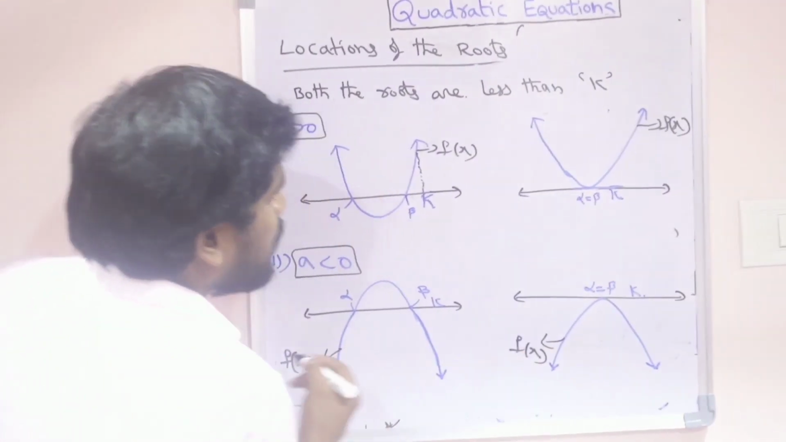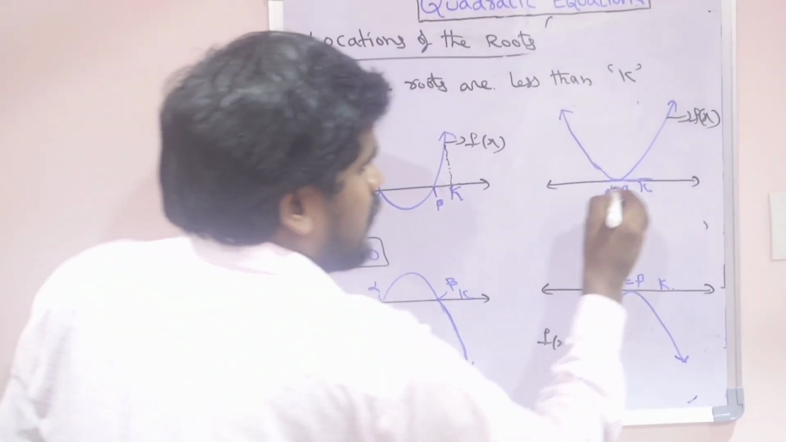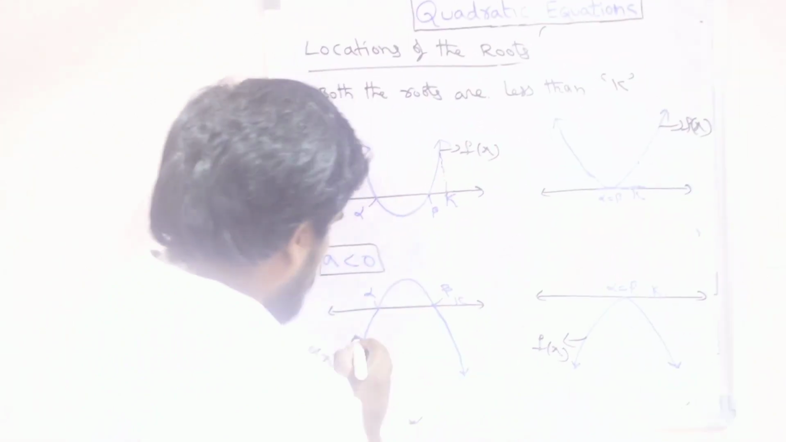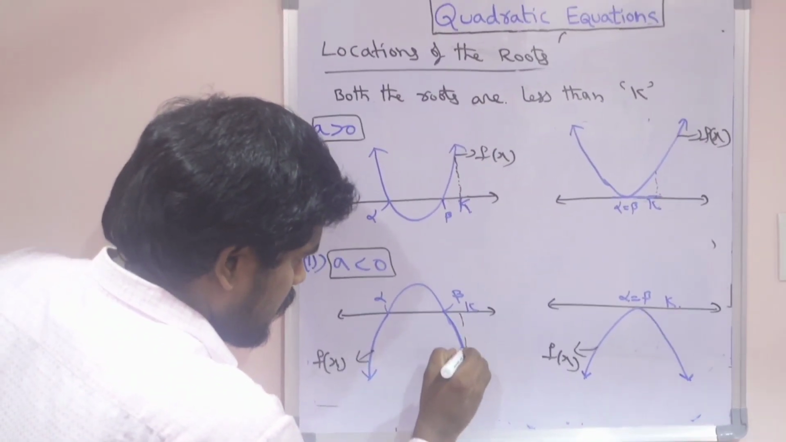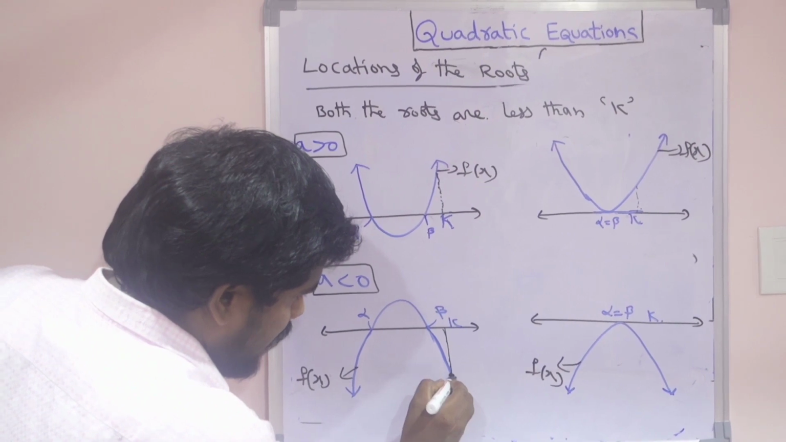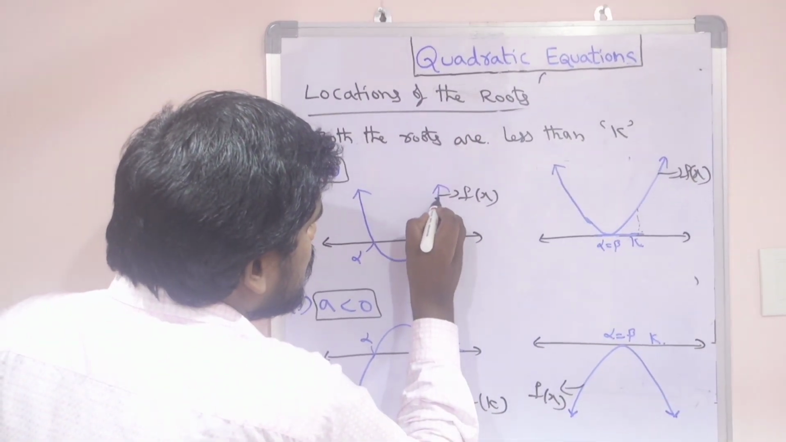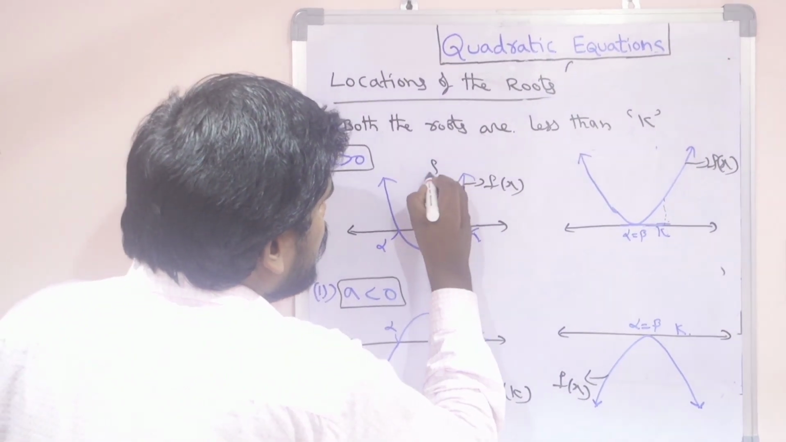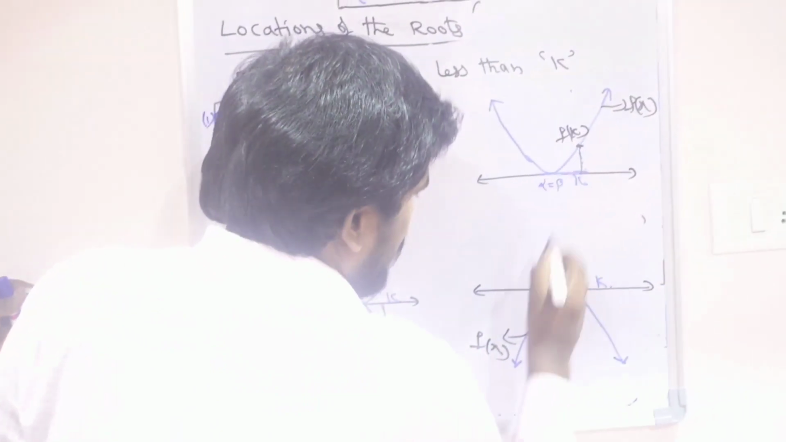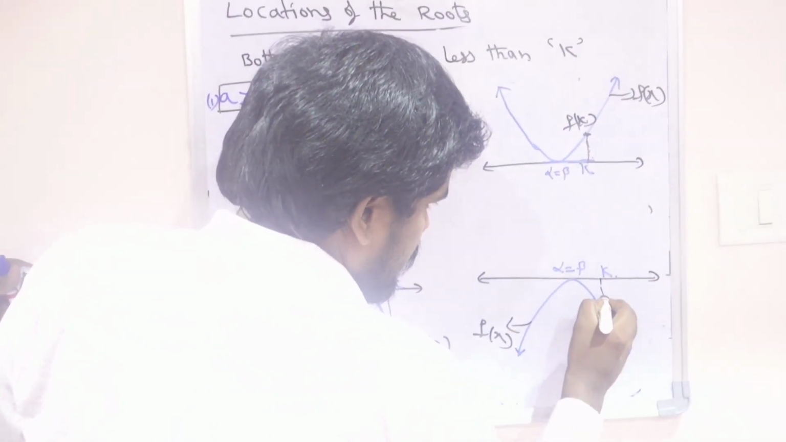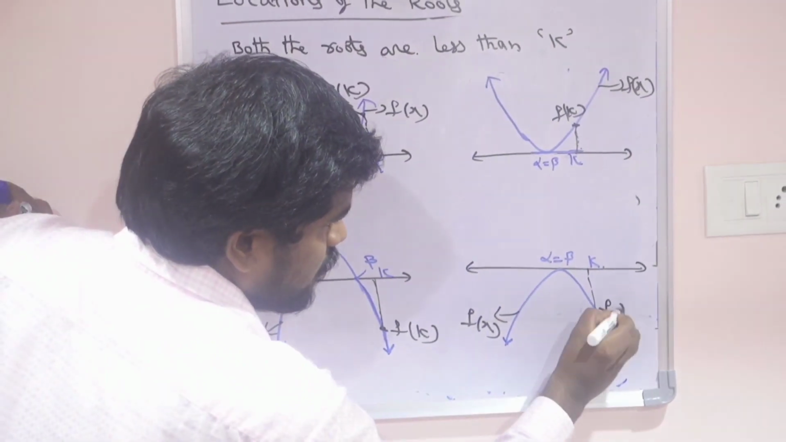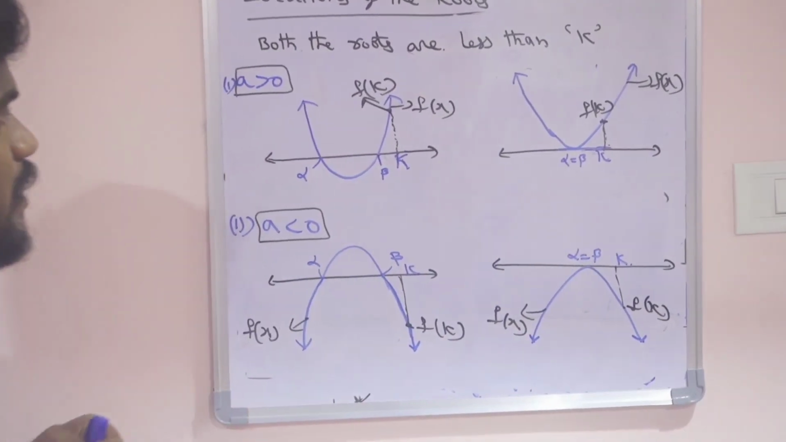Now here also k is there. This value is f of k. This value is f of k. Here also this value is f of k. Now we conclude the three important cases.